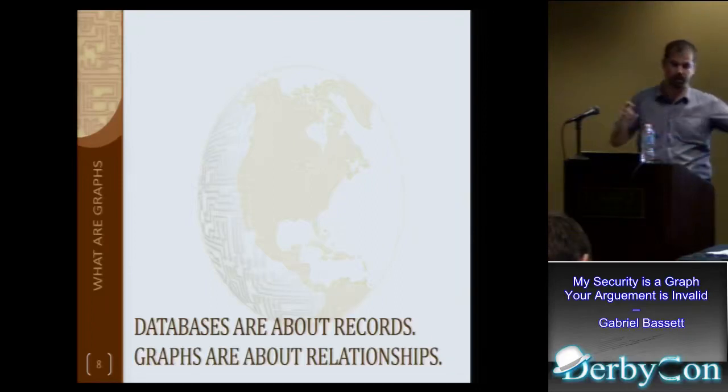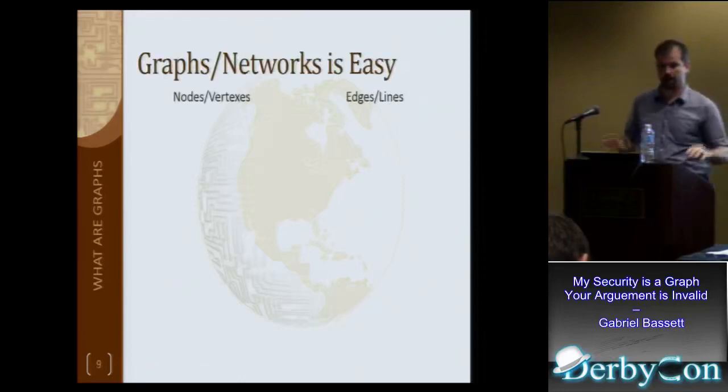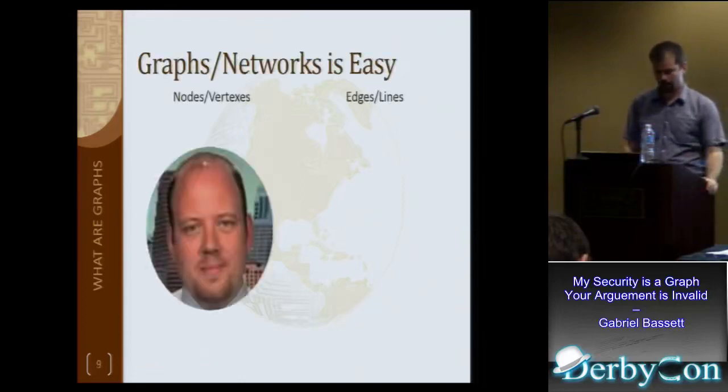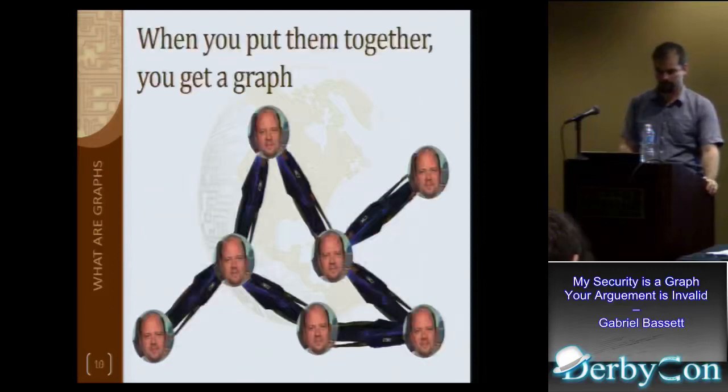Thing happened and a line popped out. And so graphs are really good for this. Graphs, or you can call them networks, are kind of two things. You have nodes, or vertices, and you have edges, or lines. And when you put them together, you get a graph.